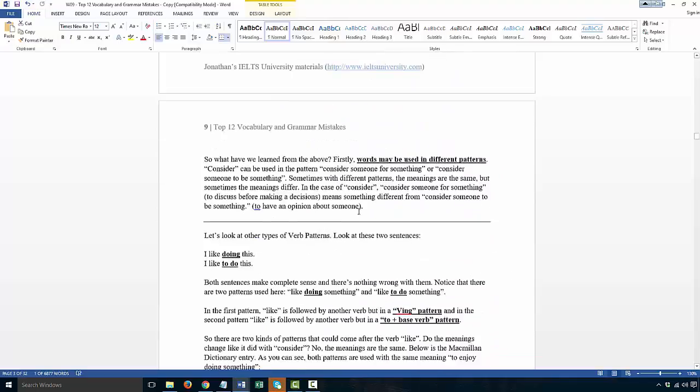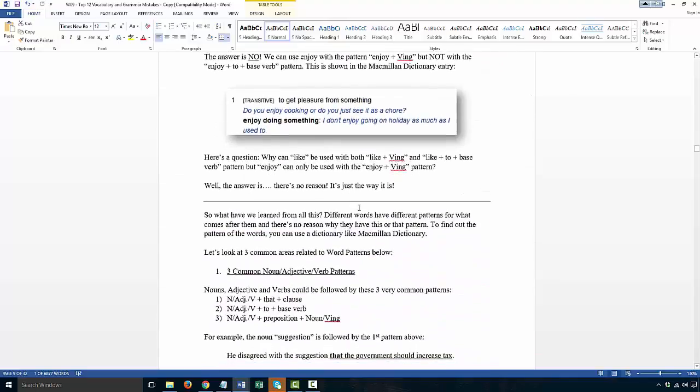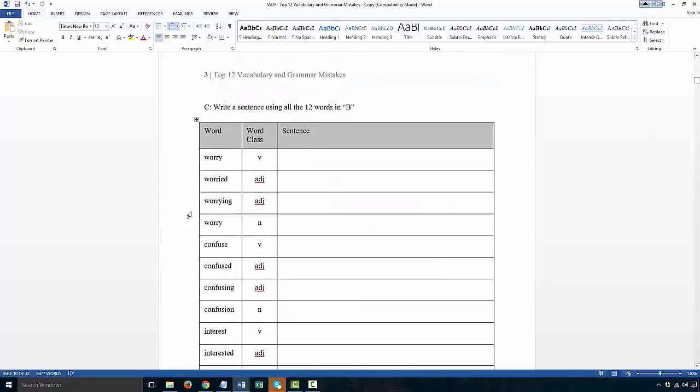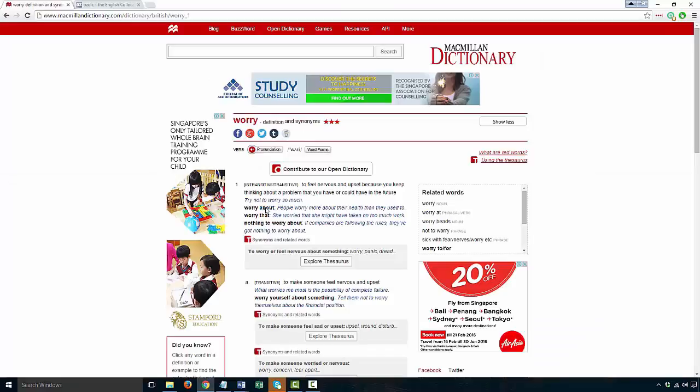So I mentioned here in page 10, I think, for nouns, verbs, and adjectives, you could have 3 very common patterns. So it could be followed by that plus clause, it could be followed by to plus base verb, it could be followed by a preposition plus a noun or verb ing. Okay, so as you can see, for this particular word worry, you see that it's followed by a preposition. But remember, a word can have more than one pattern. This is followed by a preposition, this is followed by that.